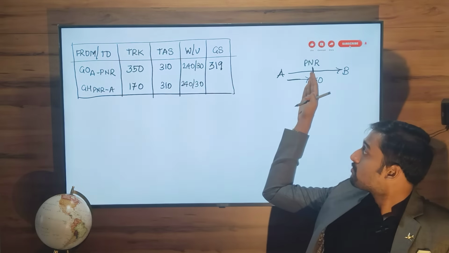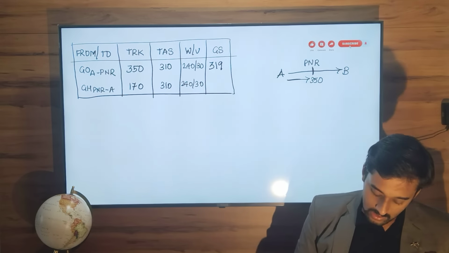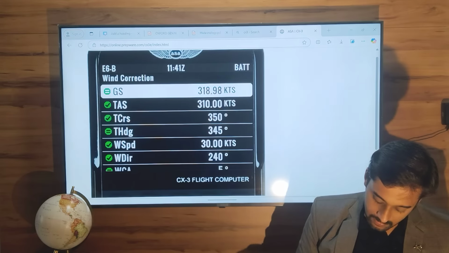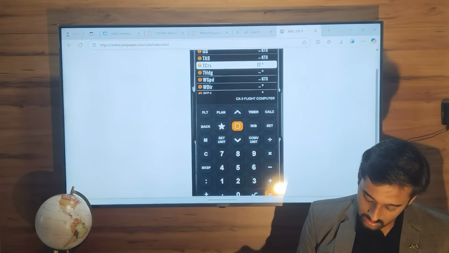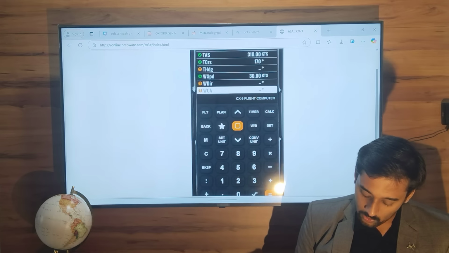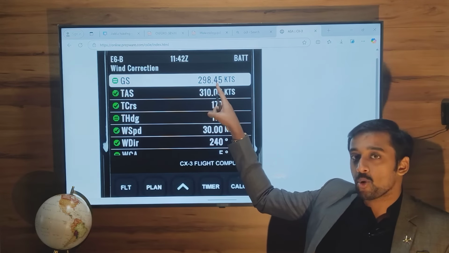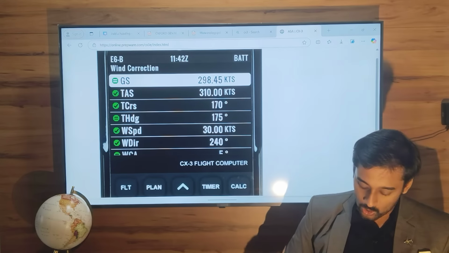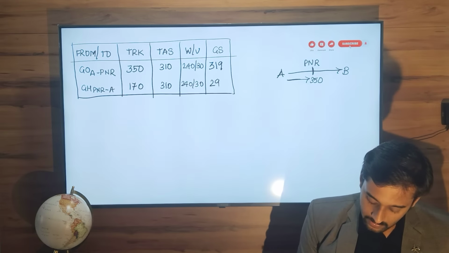Now when you're coming back from PNR to A, only your direction of flight will change. Everything else will remain the same. So 170, 310 TAS, 30 knots, 240 direction. So your ground speed will be 298.45, or 298 knots.